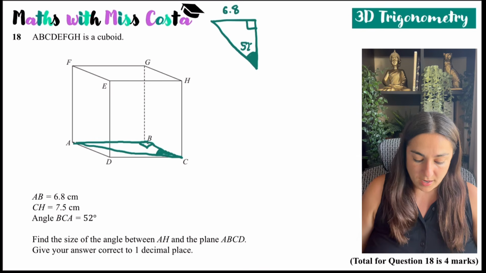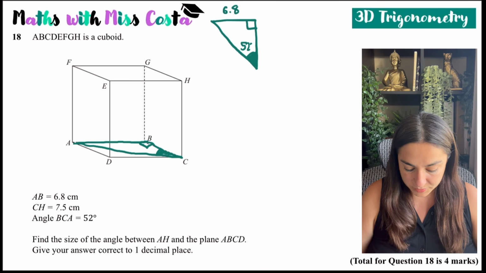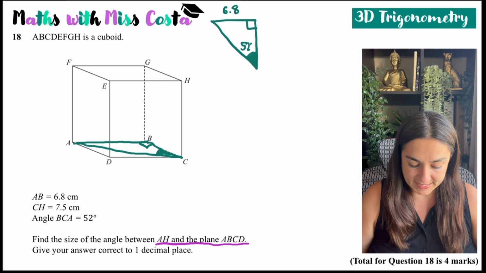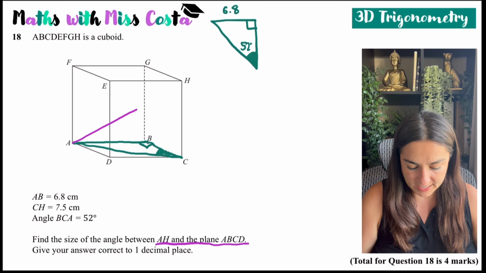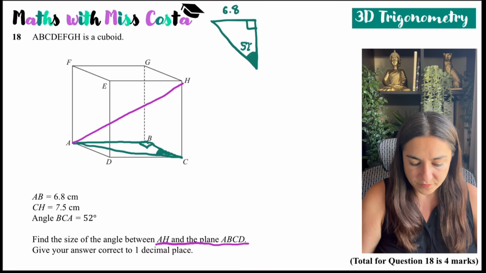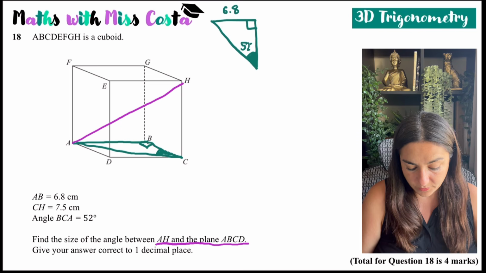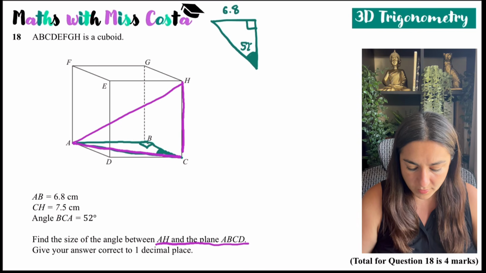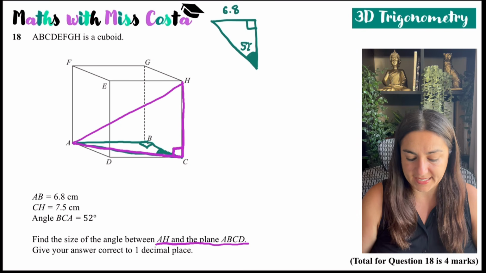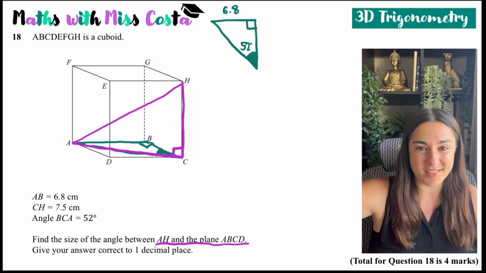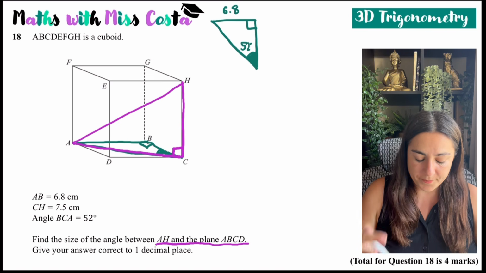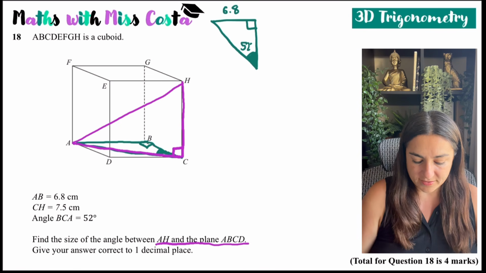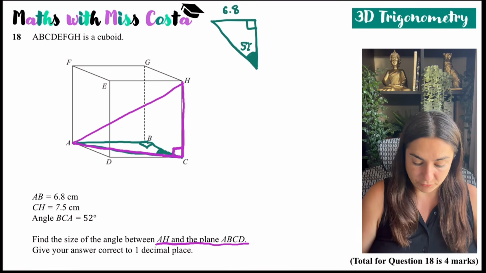Well, I want to find the size of the angle between AH and the plane ABCD. So AH is up here, and the plane ABCD is this thing here. Therefore, the angle that I would want is this angle here, so that it can form a right angle triangle with HC. So it's like seeing a triangle within the 3D shape. If I know that, then I'm going to need to work out what AC is, because that's going to be useful for my triangle.